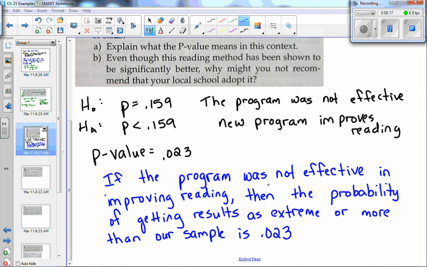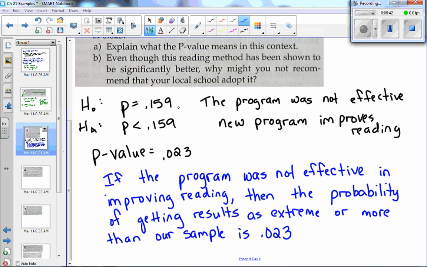Okay, so that's how you would interpret a p-value. Now, I talked a little bit about this the other day in class. Part B says, even though this reading method has been shown to be significantly better because we had a low p-value, so we rejected the null hypothesis, why might you not recommend that your local school adopt it? In Part B, we talked a little bit about how it's not practically significant.